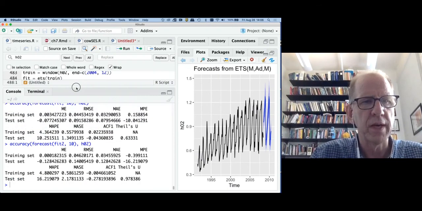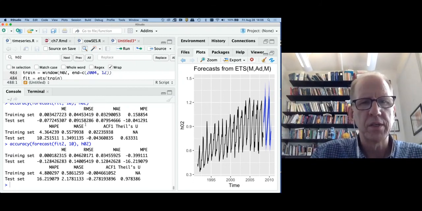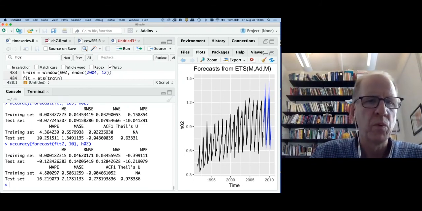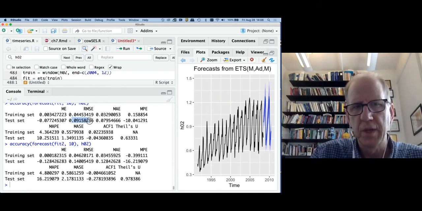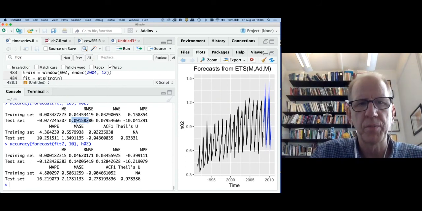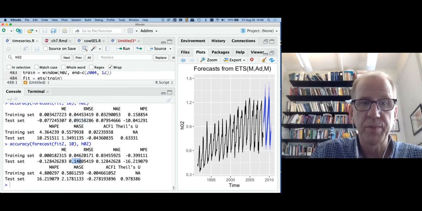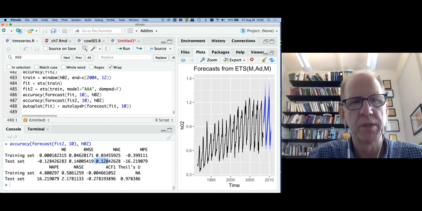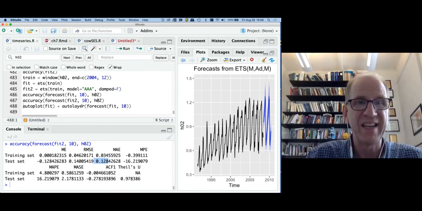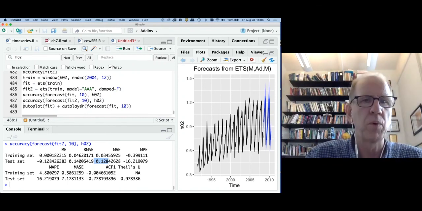So if I do that, what we see is what the training set was telling me is true of the test set as well. So RMSE goes from about 0.091 up to about 0.14, so about a 50% increase in RMSE. MAE likewise shows an increase on the test set. These ETS models that allow for possibilities that Holt-Winters does not allow for is very important.